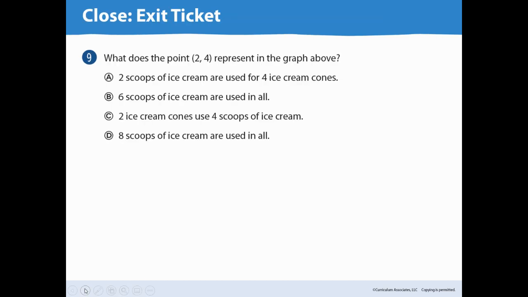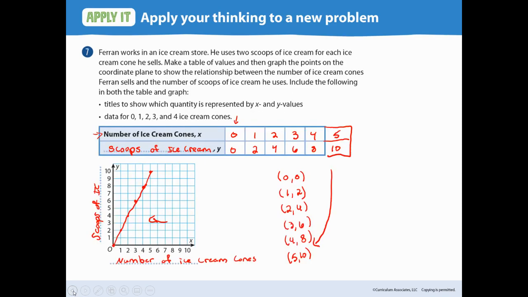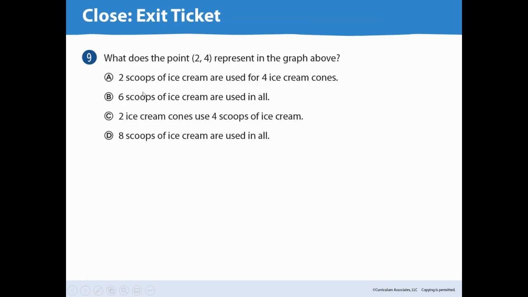And then number 9 says, what does the 0.24 represent on the graph? So let's go back here. So 2, 4 is right here. So what does this point represent? Well, it tells us that there are 2 ice cream cones sold, and in those 2 ice cream cones, there are 4 scoops of ice cream. So I think our answer is going to be C. 2 ice cream cones that are sold use 4 scoops of ice cream.